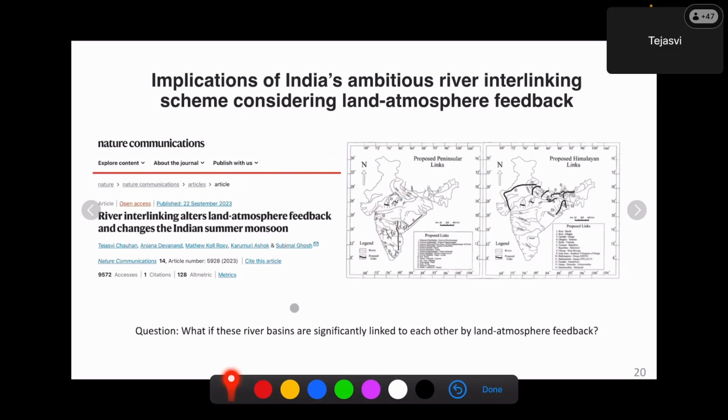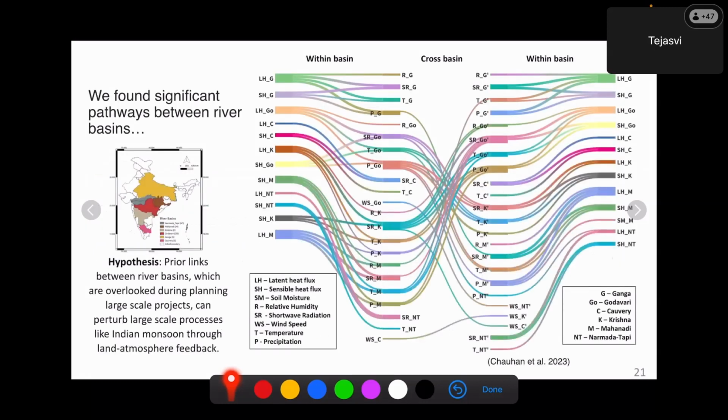So what we hypothesized is, what if river basins are already linked by land atmosphere feedback? What if there are causal connections between river basins? What would happen to them if we irrigate, if we keep maximum water on land? So that's the purpose of these projects. The water that used to go earlier into the Arabian Sea or Bay of Bengal, they want to keep it on land and keep evaporating it. So what are the consequences of the pre-existing causal structure? What we found is, we consider these 6 river basins.